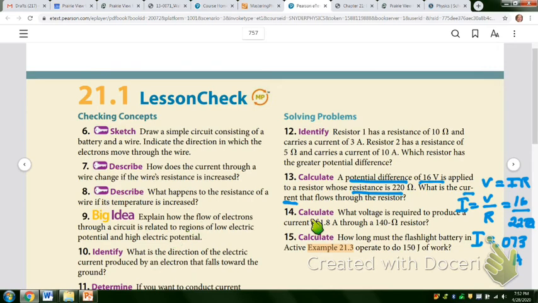Number 14 says, what voltage is required to produce a current of 1.8 amps through a 140 omega resistor? So once again, Ohm's law, we're looking for voltage. Voltage is current times resistance. My current is 1.8 amps and my resistance is 140 omegas. So I multiply those two together to find my voltage. This one will give me a voltage of 252 volts.